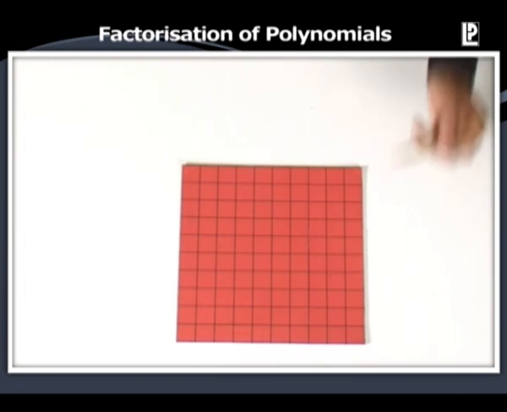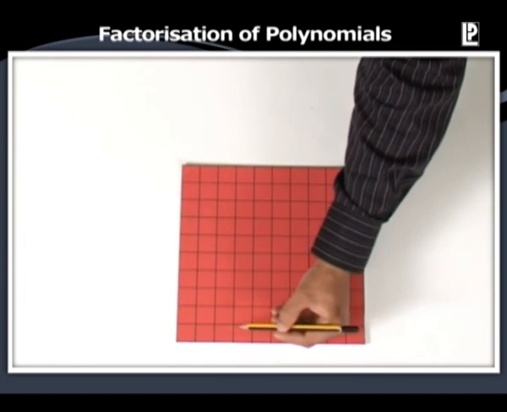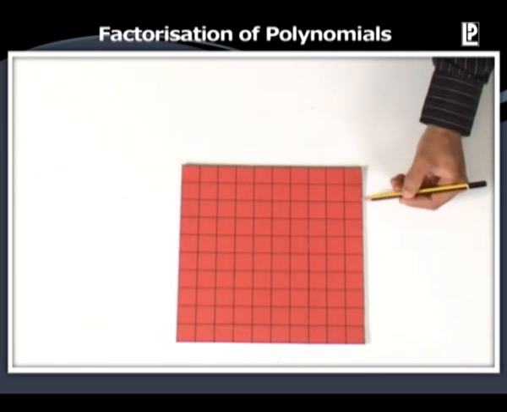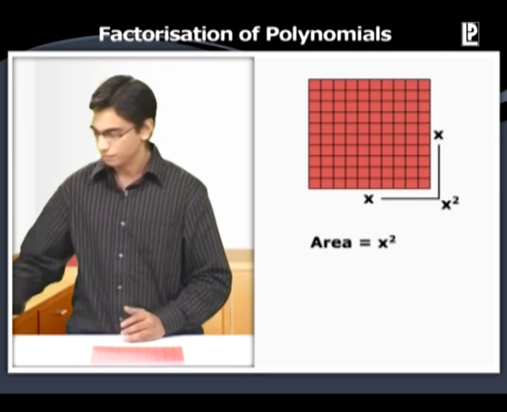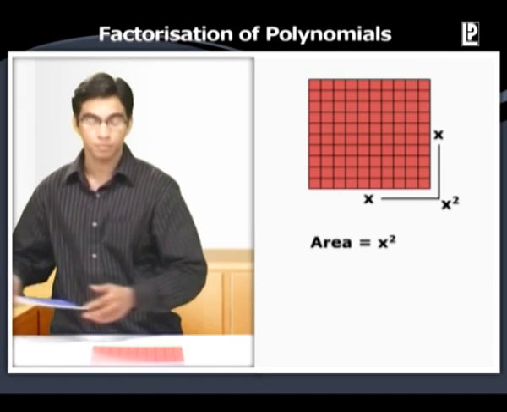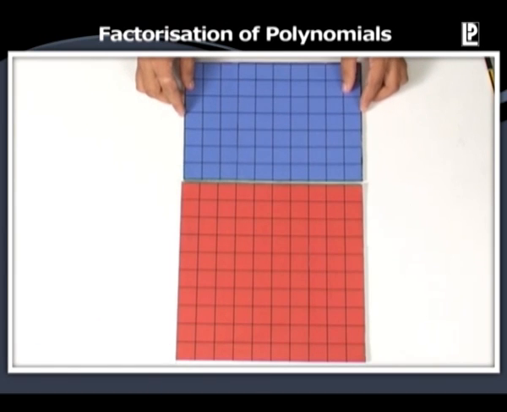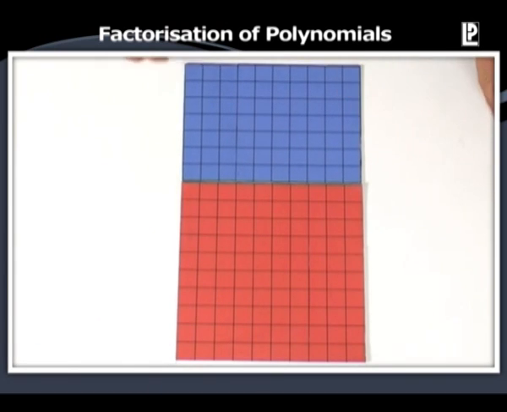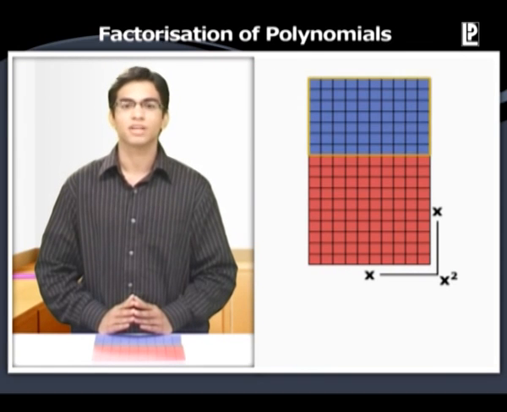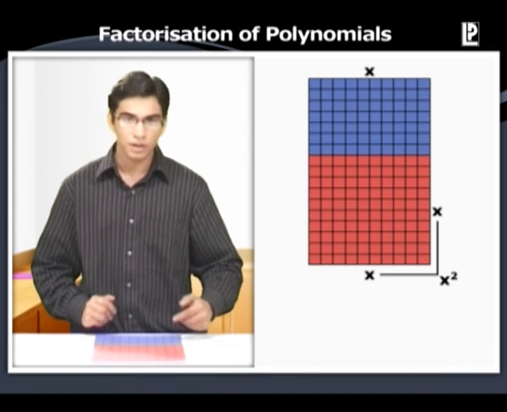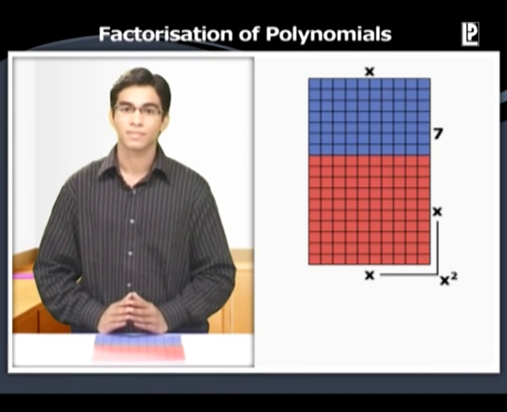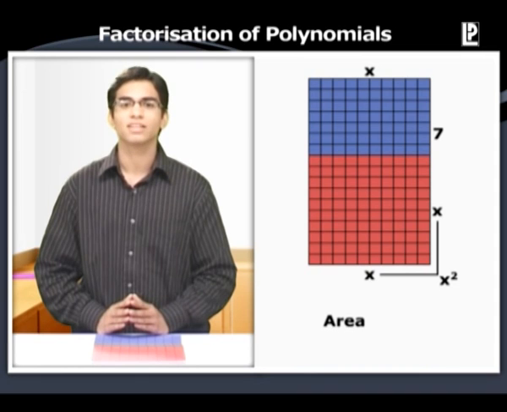This red grid here has 10 squares on each side. Let's represent the side with 10 squares as x. Hence, the area of this square grid is equal to x square. Here is another grid. We place this blue grid right at the base of the red grid. As we can see, this is a rectangle. It is length x with 10 squares and breadth of 7 squares. Hence, the area of this rectangular grid is equal to 7x.